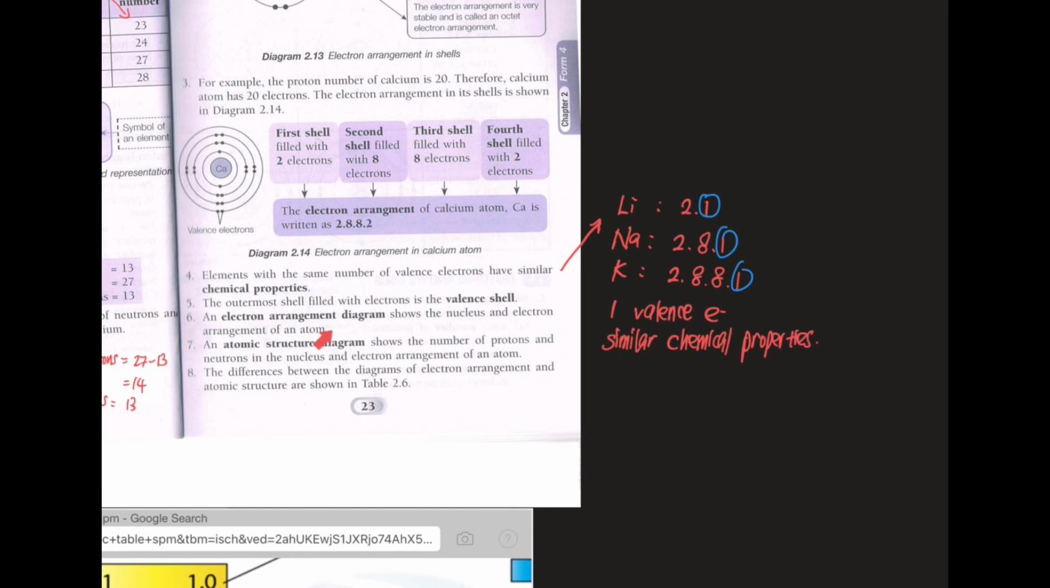Now, an electron arrangement diagram shows the nucleus and electron arrangement of an atom. So this is the electron arrangement diagram. An atomic structure diagram shows the number of protons and neutrons in the nucleus and electron arrangement of an atom. You can see different information for the atomic structure diagram. The difference between these two diagrams is on the next page.